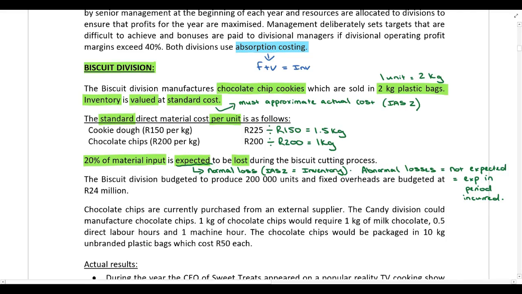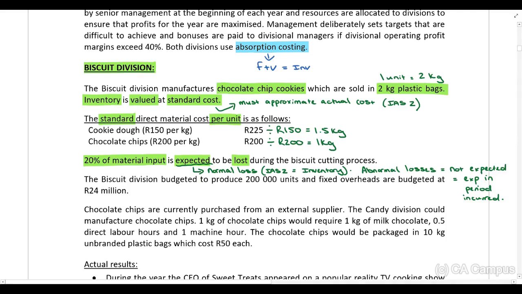And let's look at the logic again. It's 1 kilogram multiplied by 200 Rand per kilogram gives me a unit cost of 200 Rand. All right, so that is what they need to input into the production process in order to manufacture 1 unit.